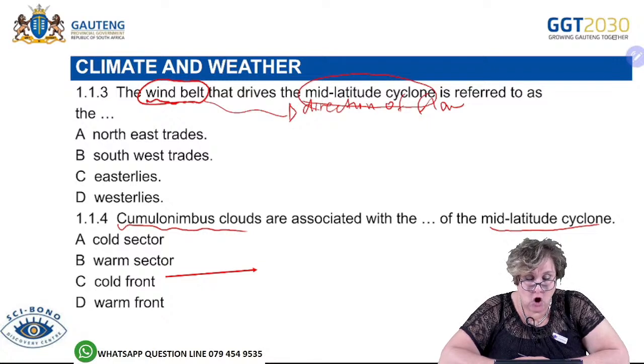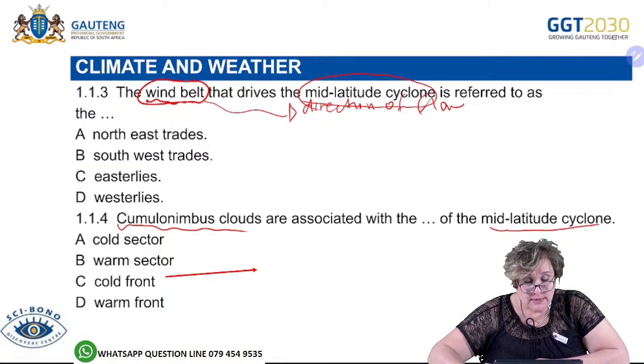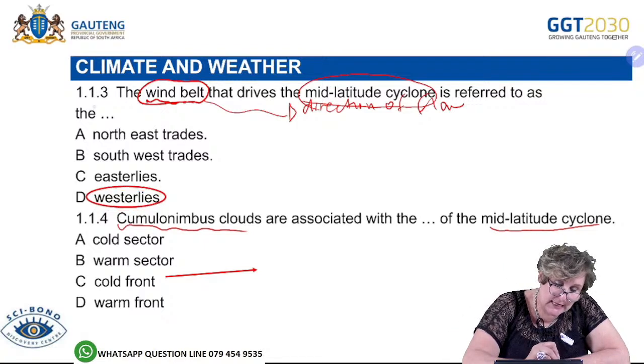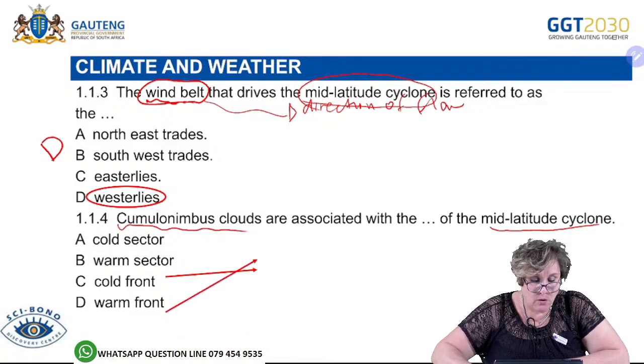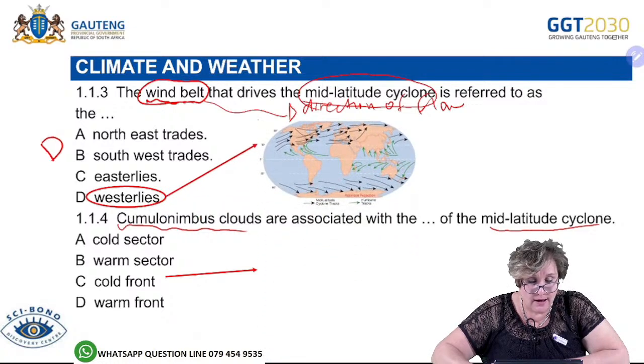Cumulonimbus clouds are associated with A, the cold sector, B, warm sector, C, cold front, or D, warm front. So you have your answers for both of these questions. Let's look at the answers. 113 belongs to D, westerly. So my answer here would only be the letter D. 114, well, let's see why.